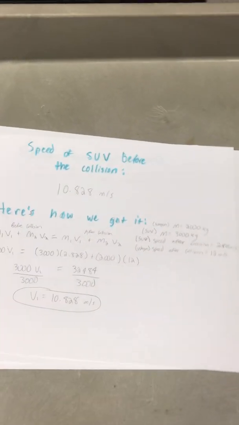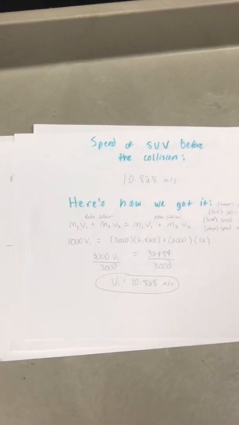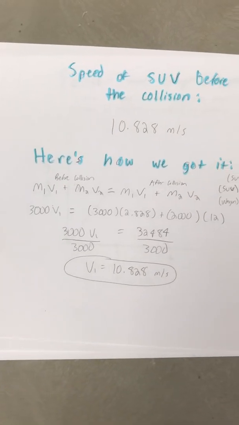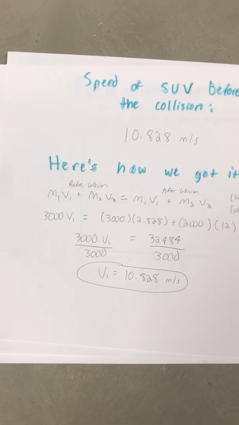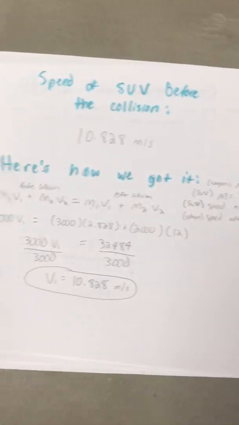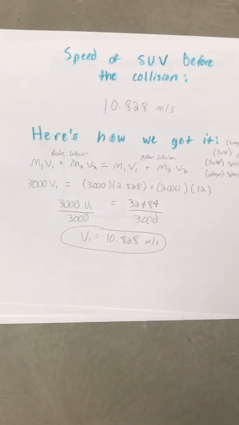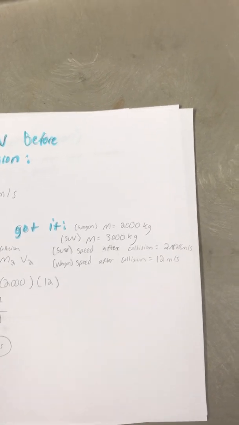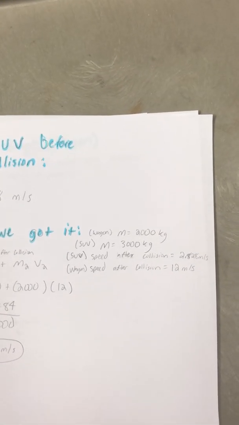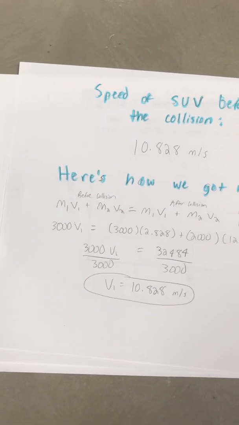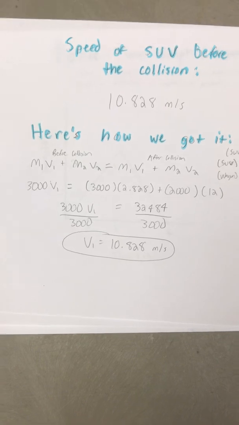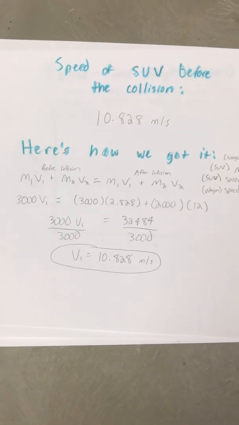With those two numbers, we can find the speed of the SUV before the collision. We use the momentum equation, where the momentum before the collision is equal to the momentum after the collision, because momentum is conserved in this situation. We plugged in our numbers based on the conditions that the mass of the SUV was 3,000 kilograms, the mass of the wagon was 2,000 kilograms, plus the speeds we found earlier. We put them into the equation and found out that the speed of the SUV before the collision was 10.828 meters per second.